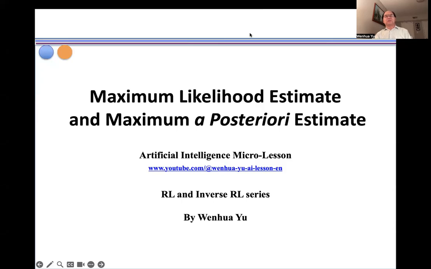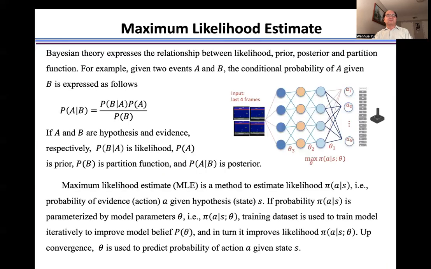In this video, I introduce a maximum likelihood estimate and a maximum posteriori estimate. Bayesian theory is the foundation of AI and machine learning, but its idea is simple. However, its application is not straightforward. Bayesian theory describes a relationship between prior, likelihood, potential function, and posteriori. Here, A is a hypothesis and B is evidence.